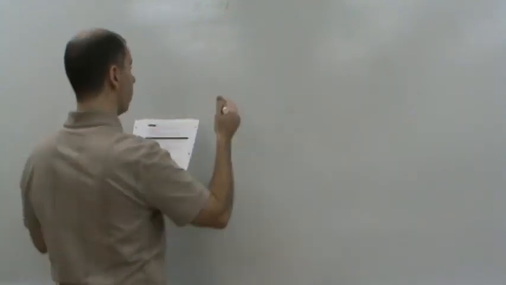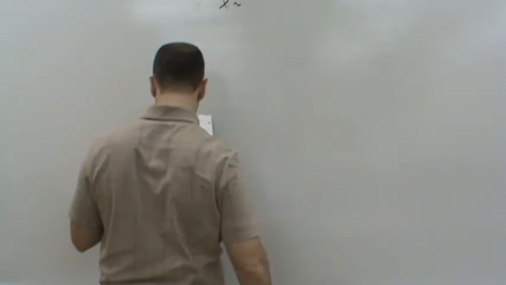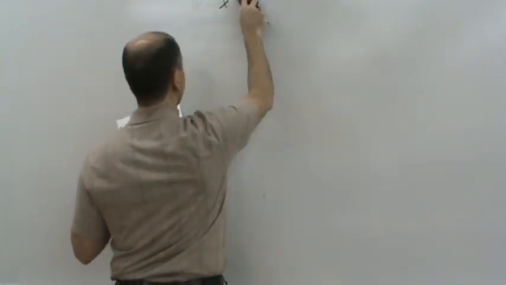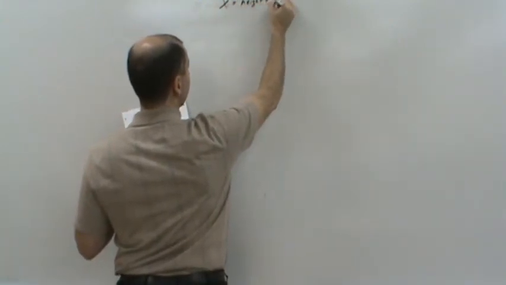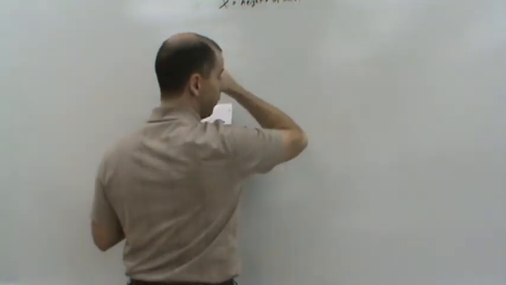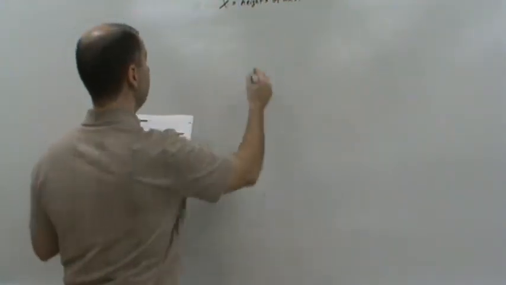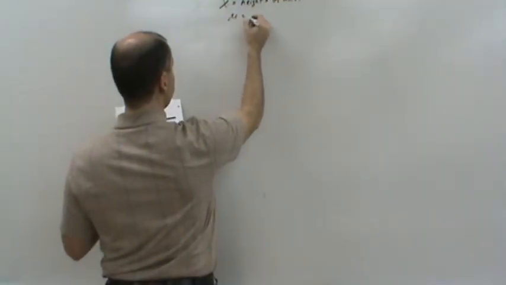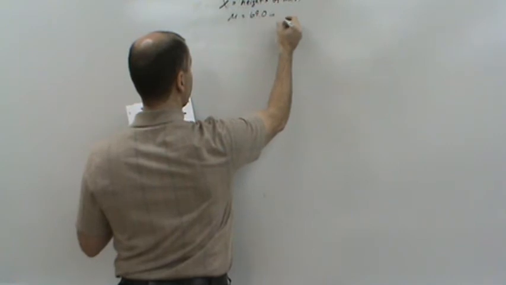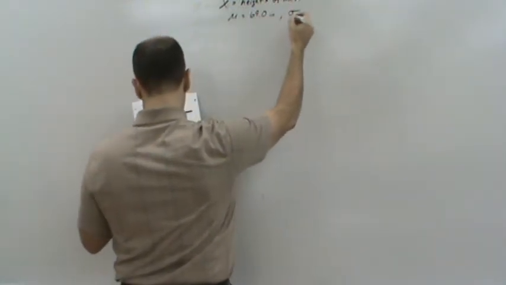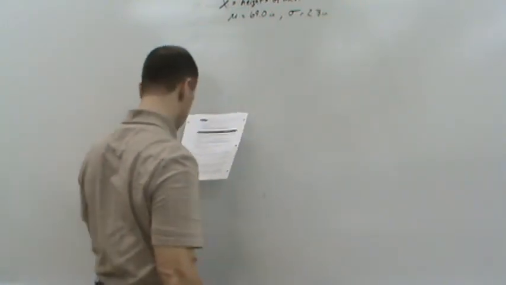Okay. So here's a population of men. So we're talking about heights of men in a certain area. And the mean height of these men is 69.0 inches, and a standard deviation equal to 2.8 inches. Okay, so that's what we know.